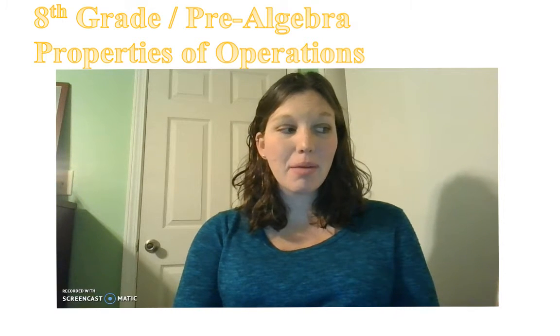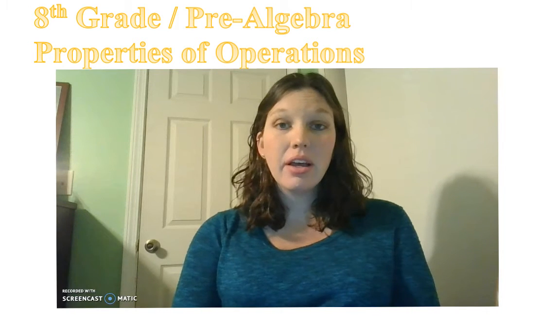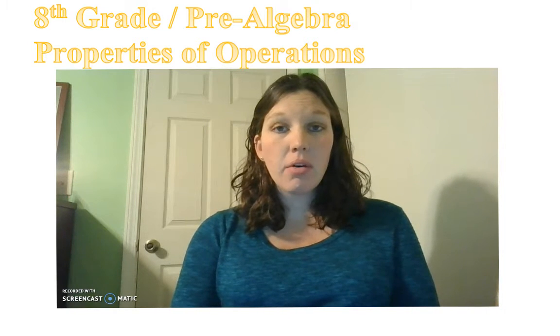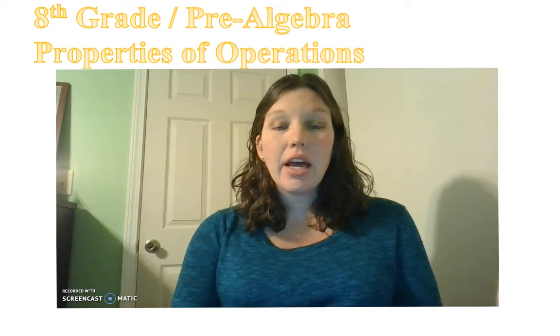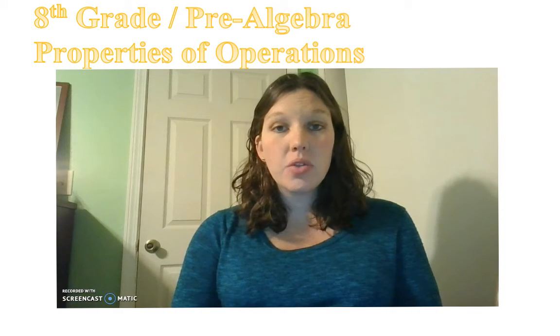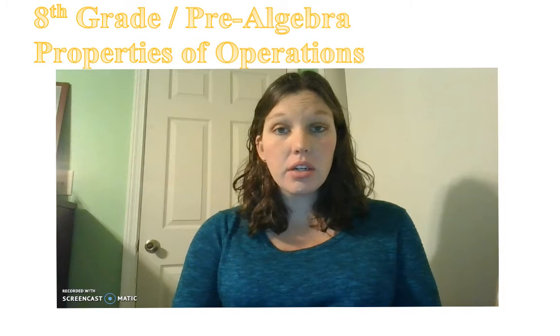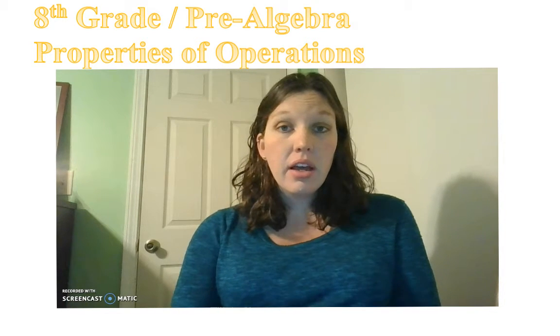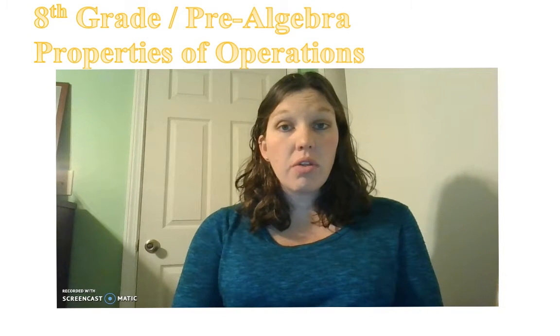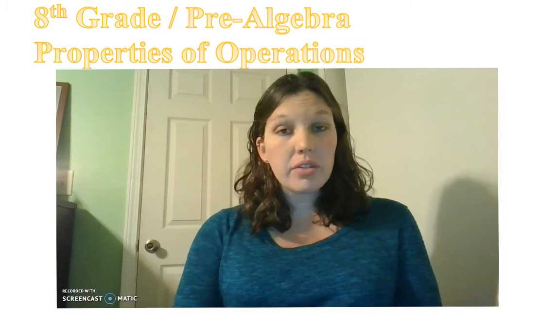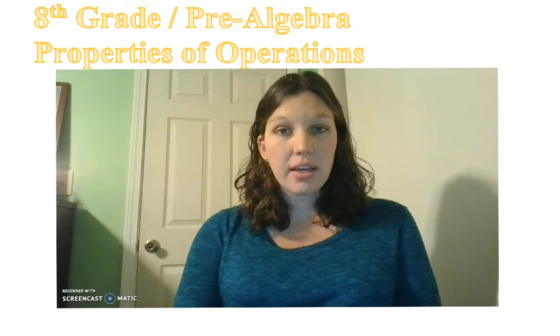We're going to be talking about properties of operations. So what that means is that we're going to be going over 6 properties such as commutative and distributive that tell us why we're allowed to do the steps that we do when we're solving equations. And so understanding those can help you to know that you are doing the steps correctly when you are solving equations and not making a mistake.